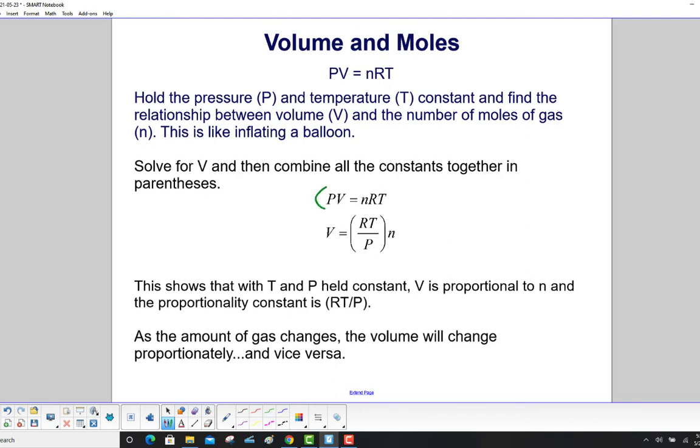So we have our equation here, the ideal gas equation. Divide both sides by V, and here's our constants right over here. This shows that with T and P held constant, V is proportional to n, and the proportionality constant is RT over P. As the amount of gas changes, the volume will change proportionately, and vice versa.